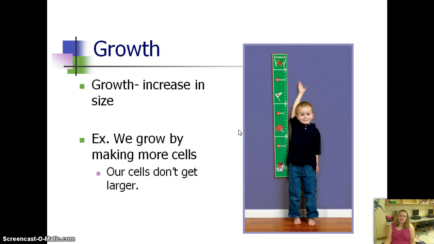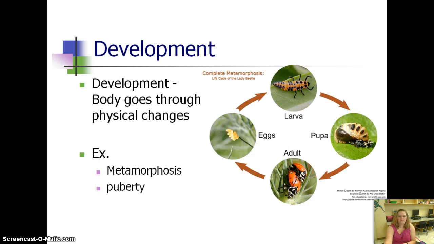Okay, the next thing that we've got to talk about is growth. Growth is simply an increase in size. It's something that my son's doing. I keep putting books on his head. It's not working. He still keeps growing. The way that we grow is by making more cells. Our cells don't get larger. We just have to make a lot more of them so that we can grow.